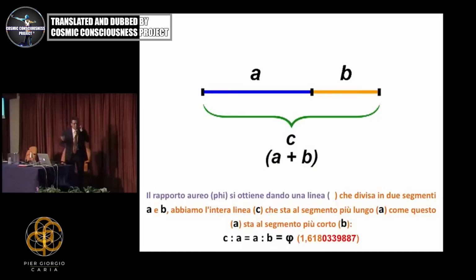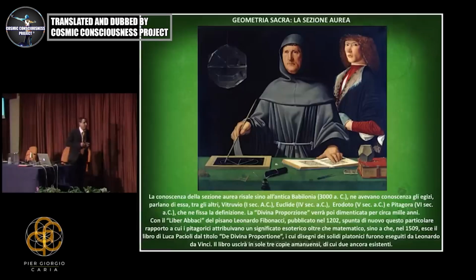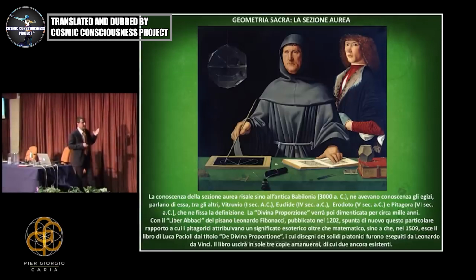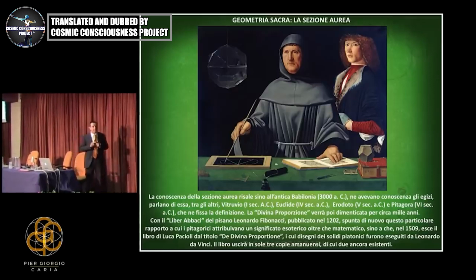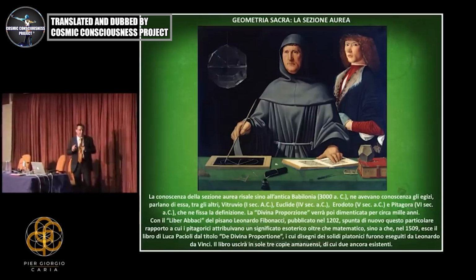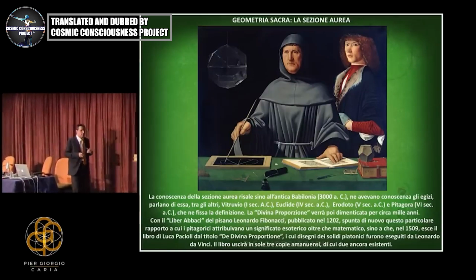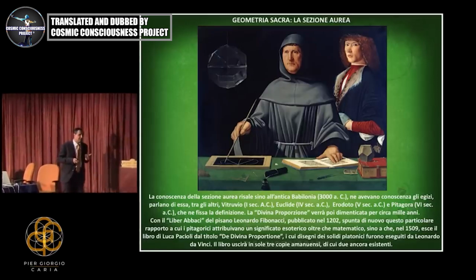This number was known in ancient times. The ancient Babylonians knew it, the Egyptians knew it. In fact, phi is contained, for example, in the Great Pyramid of Khufu. To give an example, the whole structure of Giza is made according to a spiral determined by the use of phi. Euclid, Vitruvius, Herodotus, Pythagoras, and so on.